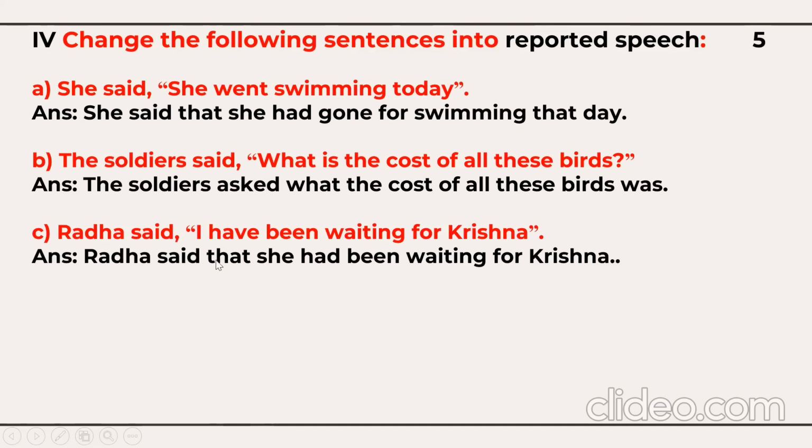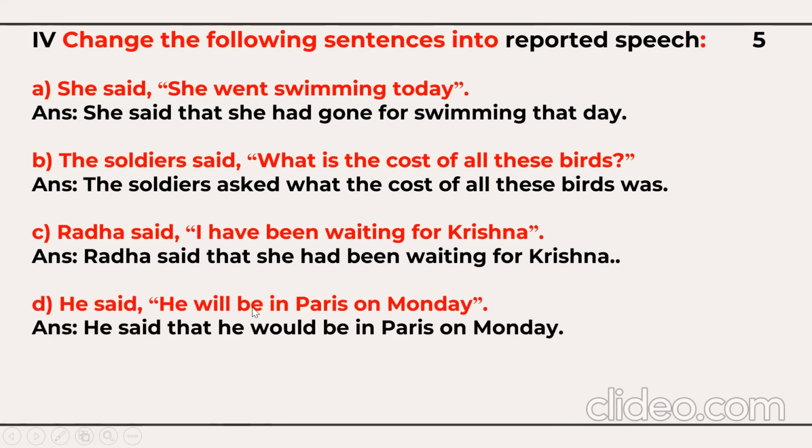Radha said that she had been waiting for Krishna. So I here refers to Radha, the pronoun she, have been will become had been in the past tense, had been waiting for Krishna. He said he will be in Paris on Monday. He said that he would be in Paris on Monday.